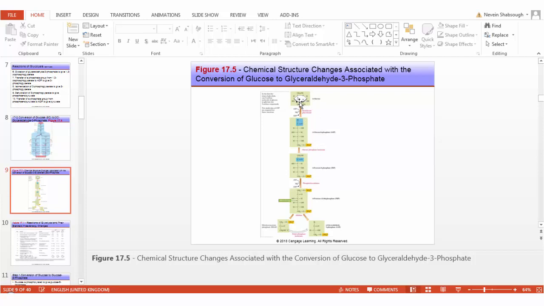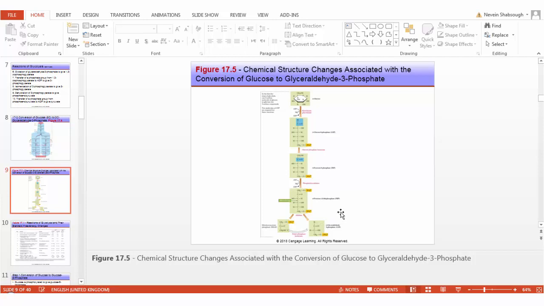Notice here we have glucose in the preferred Haworth projection formula, and these are the Fischer projection formula, the one we studied in chapter 16. And here you can see the place of the aldol cleavage. This is aldol cleavage here to produce dihydroxyacetone phosphate and glyceraldehyde 3-phosphate.